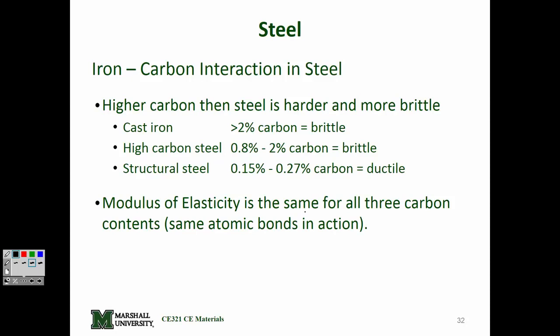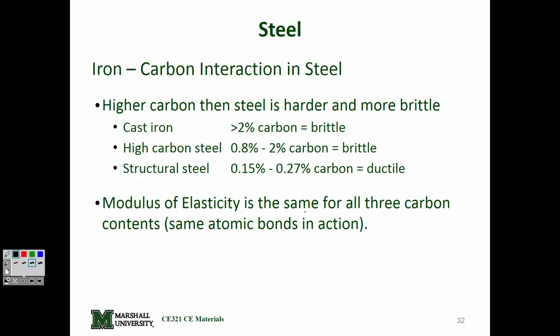When we look at the carbon content, that tells us what kind of steel we've got and what kind of application we can use it in. If we've got a high carbon content, greater than 2%, it's very brittle, typically a cast iron application. We can have what we refer to as high carbon steel, at 0.8 to 2%. We're still very brittle. What we like in our structural steel is a carbon content down around 0.15 to 0.27.